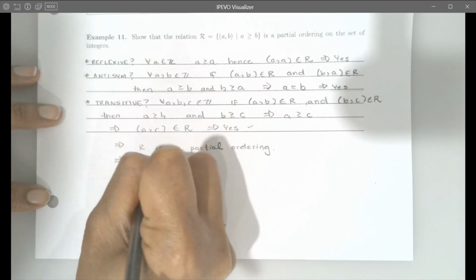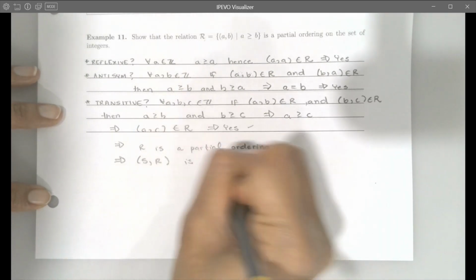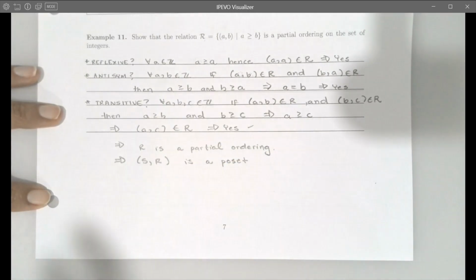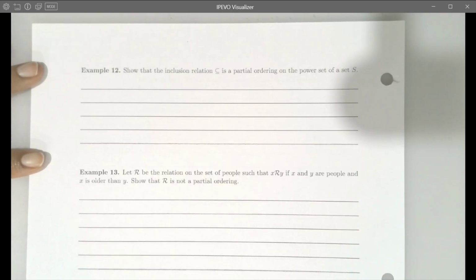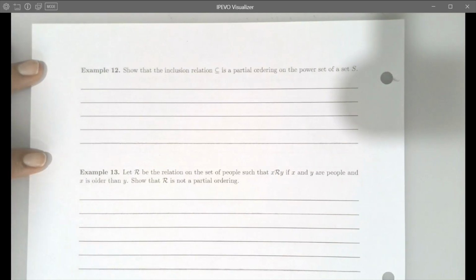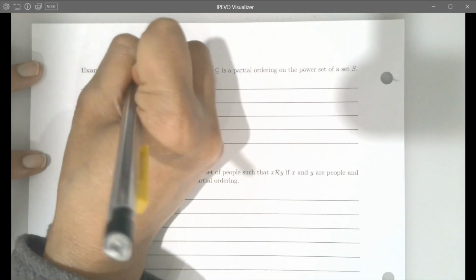And the set S along with the relation R is a poset. Example 12 is very similar. It's asking, show that the inclusion relation, subset with potential for equality, is a partial ordering on the power set of a set S.